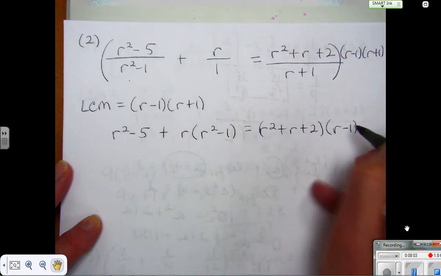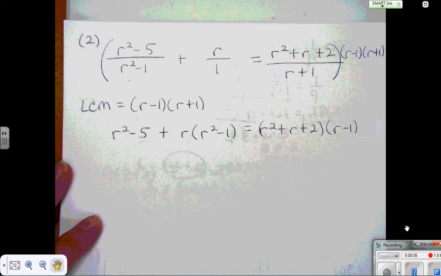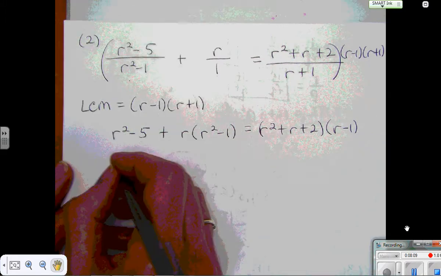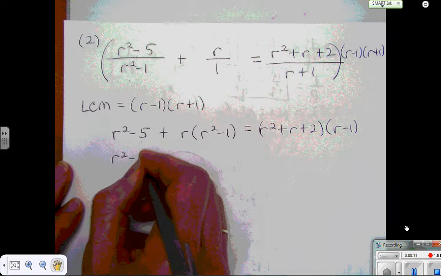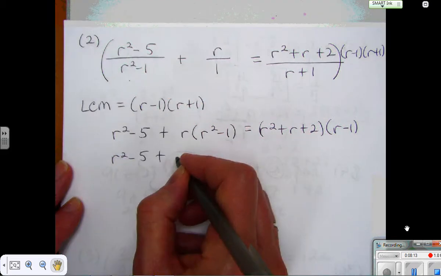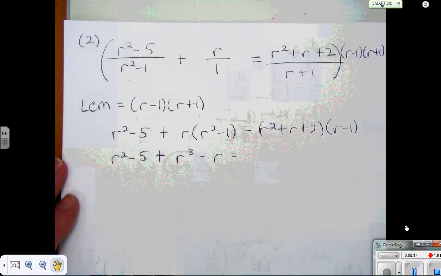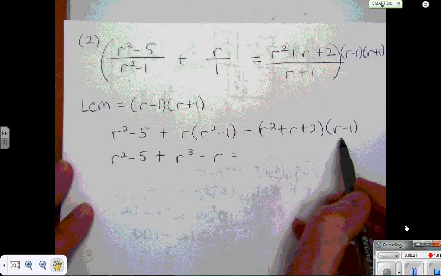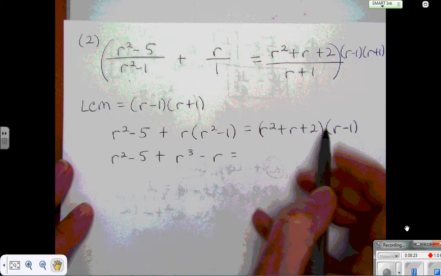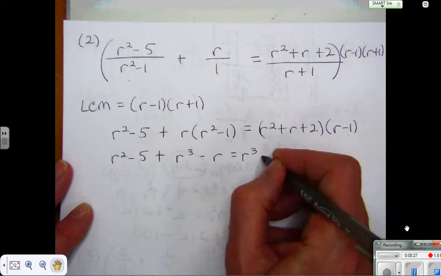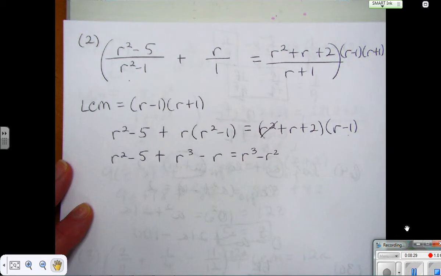So I have to multiply some things together. Okay, I'm going to distribute the R. So I have R to the third minus R on that left side. And now I need to distribute the R squared plus R plus 2 times R minus 1. So R squared times R is R to the third. R squared times negative 1 is minus R squared. So I'm done with the first term there.